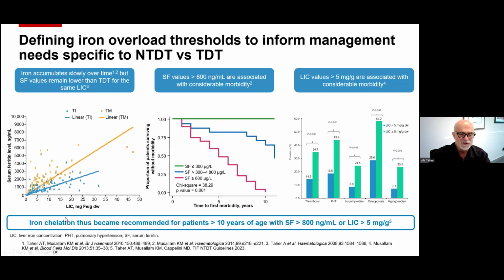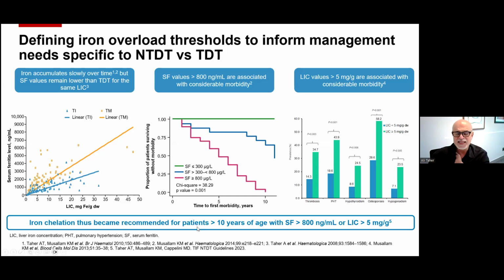However, from the first part of the slide on the left, you would see that serum ferritin in an NTDT or in a thalassemia intermedia underestimates the amount of iron. So for the same liver iron concentration, the serum ferritin is always lower in an NTDT. This means that we need to start to chelate our patients at a lower serum ferritin compared to those with a TDT.